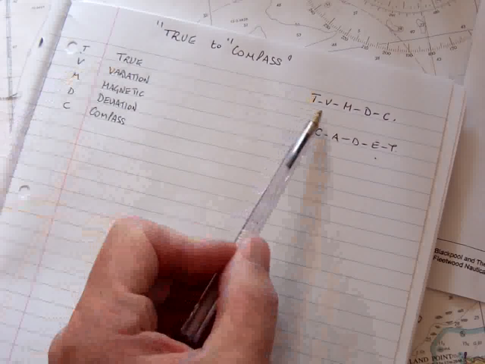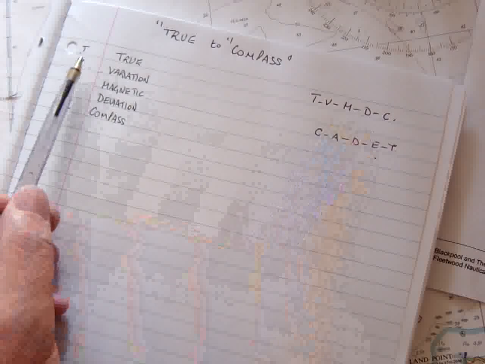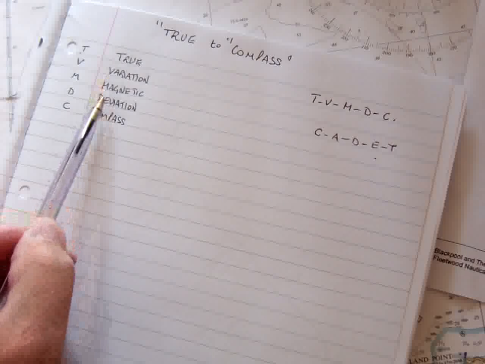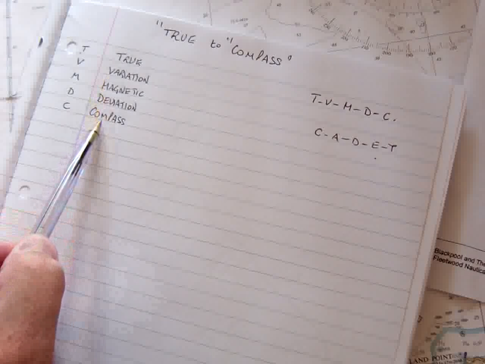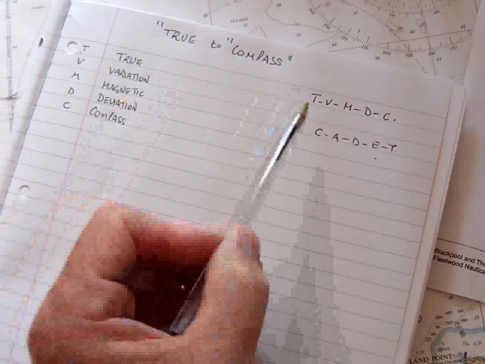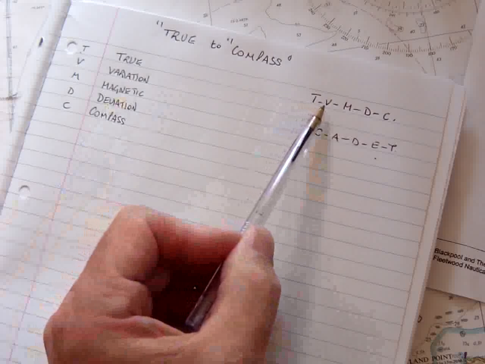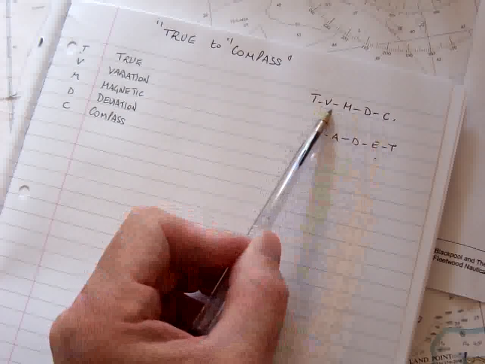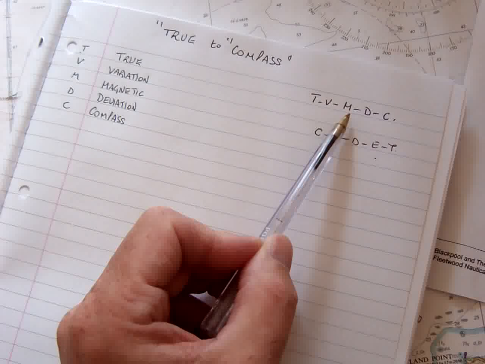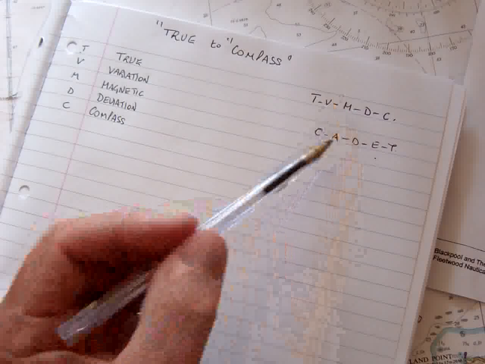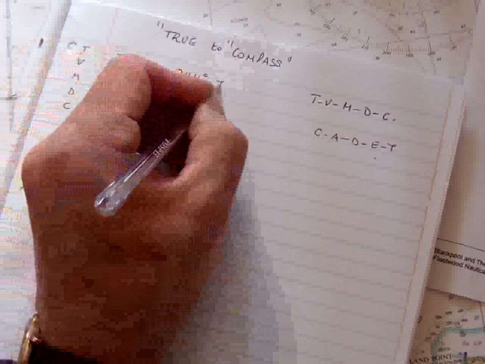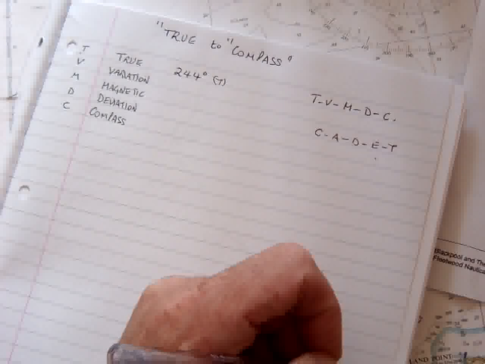A little acronym would be useful, and I've written the letters here: TVMDC, which is true, variation, magnetic, deviation, compass, which is the sequence we must follow. If we were to say that timid virgins make dull company, that will help us to remember the sequence that we use. So let's say in this example our true course is 244 degrees and we wish to convert that to a compass course.